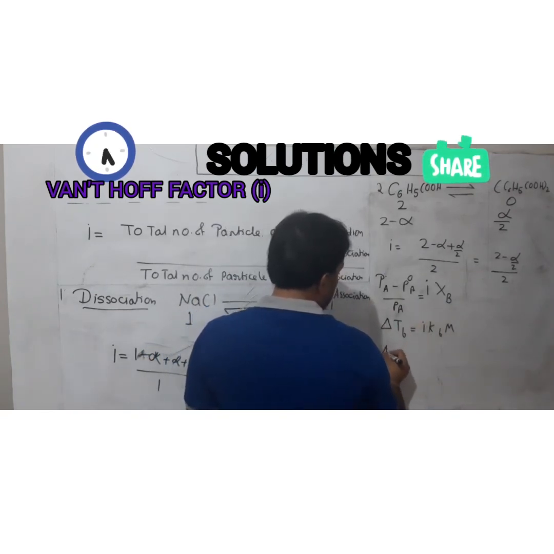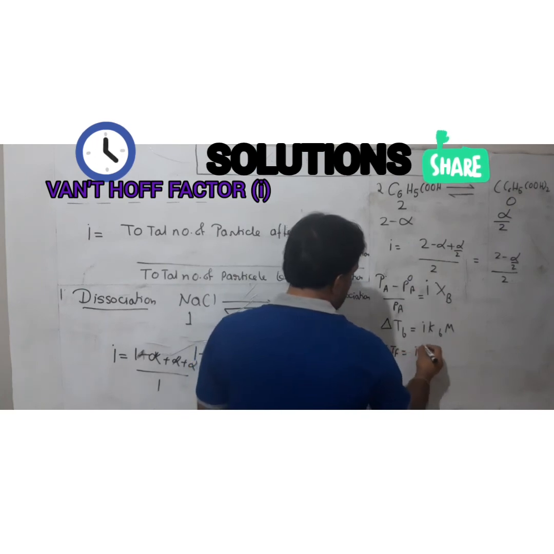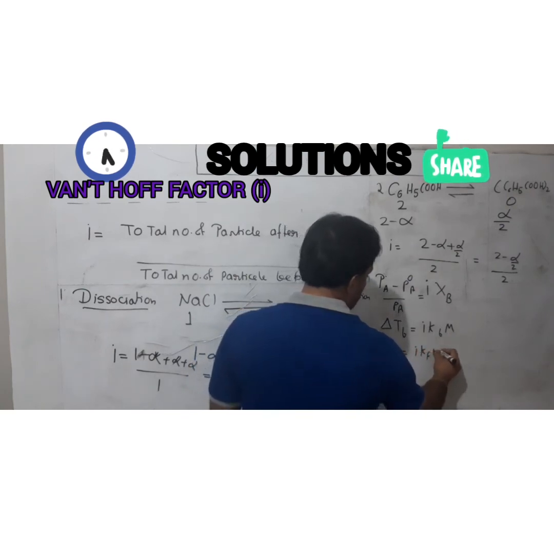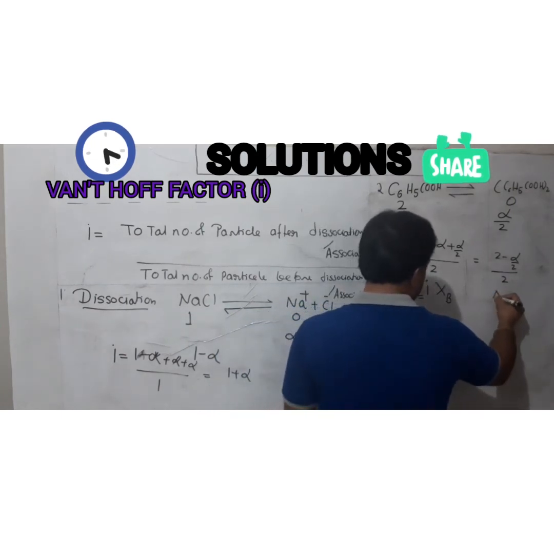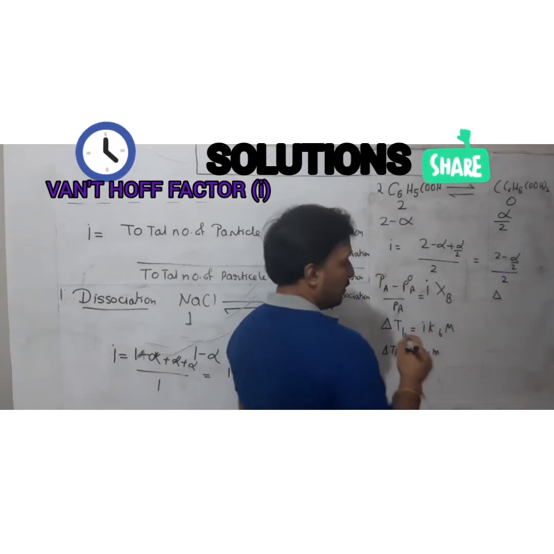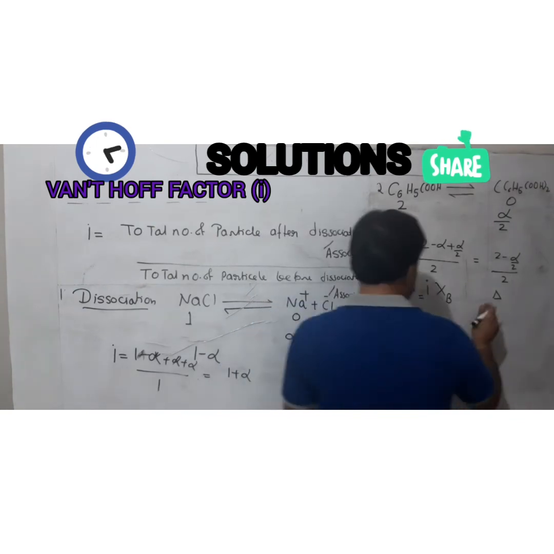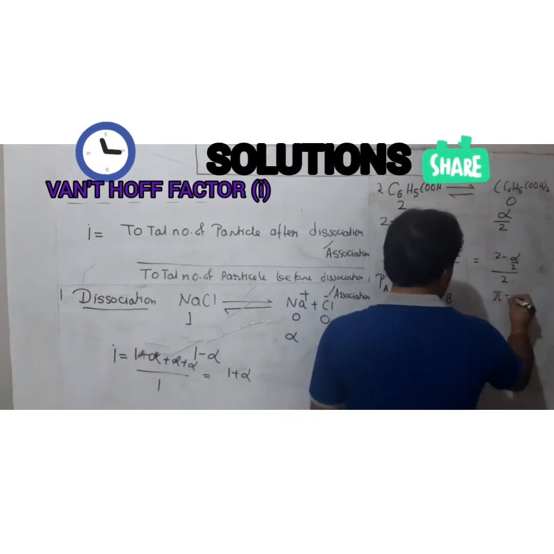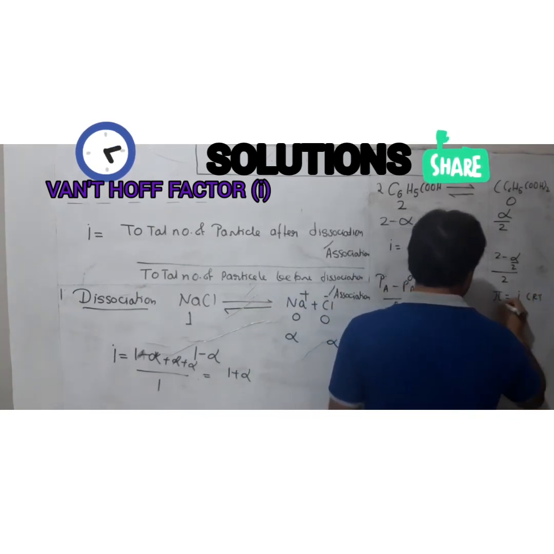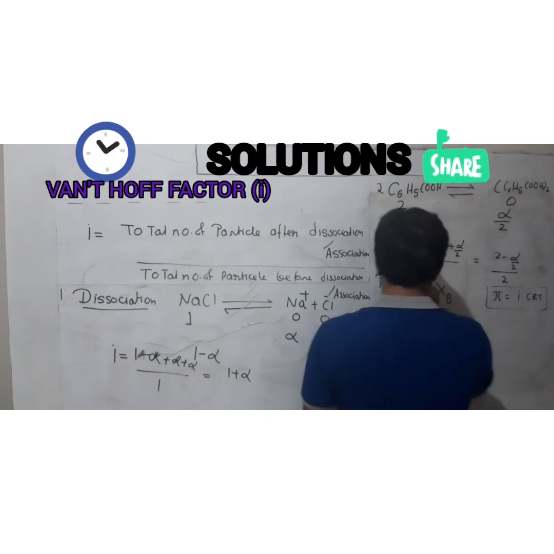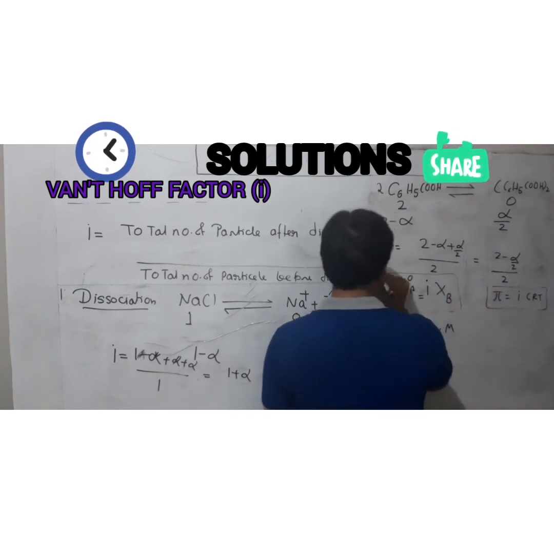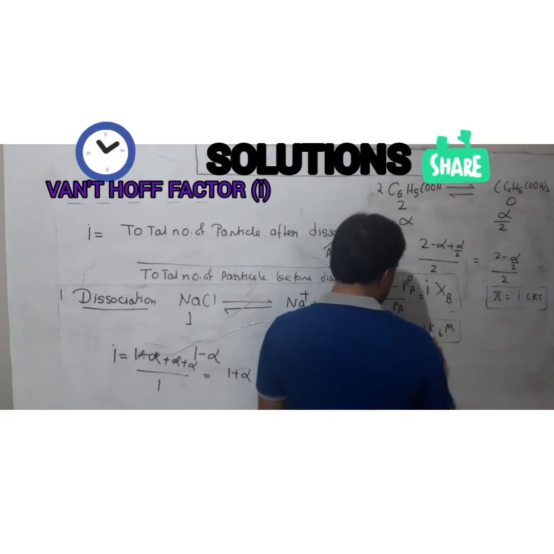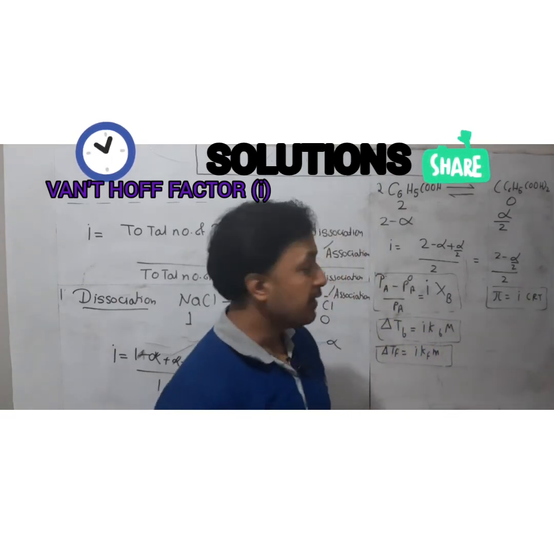Then delta Tf will be equivalent to i Kf m. So that is going to be the case. And if the osmotic pressure case is going to be there, then it will be equivalent to pi equal to iCRT. So if suppose directly the value of Van't Hoff factor is given to you, you can use that value to find any of the colligative properties and that will be coming correct.